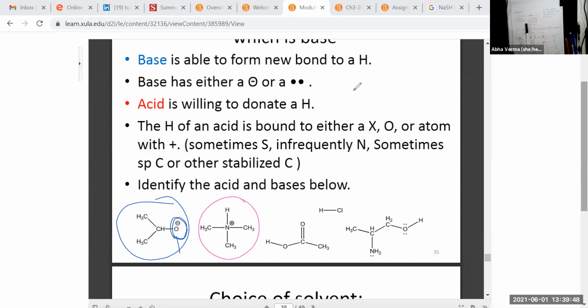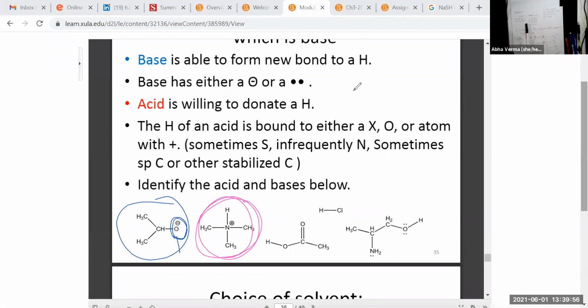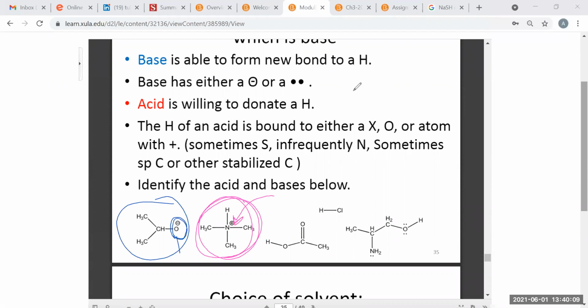What about this one? Are you here? Am I saying your name right? Okay. This pink structure, what would you label this as? An acid. Very good. And why? Because of the positive charge. Very good. So this positive charge is making it electron poor. Very good. Thank you.